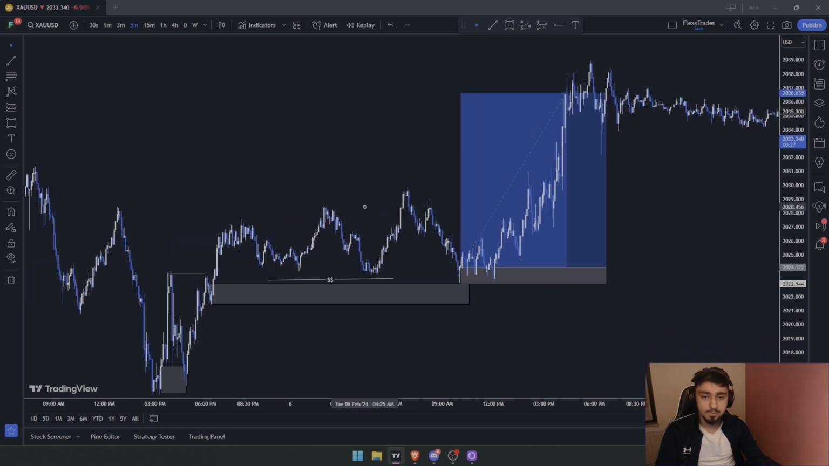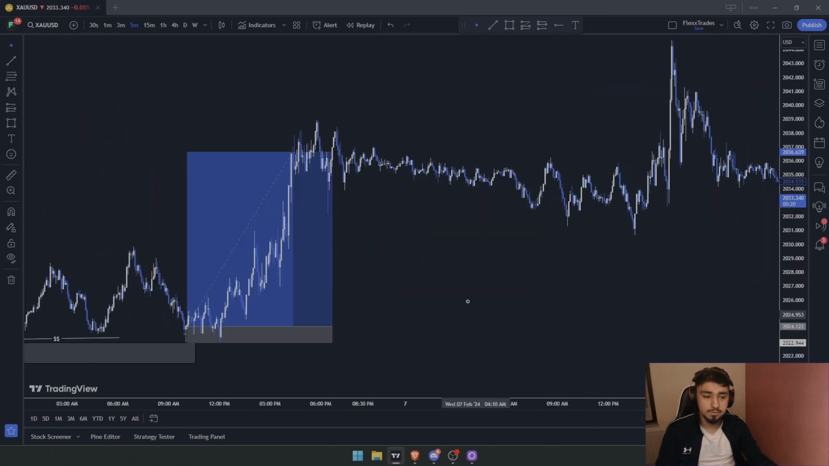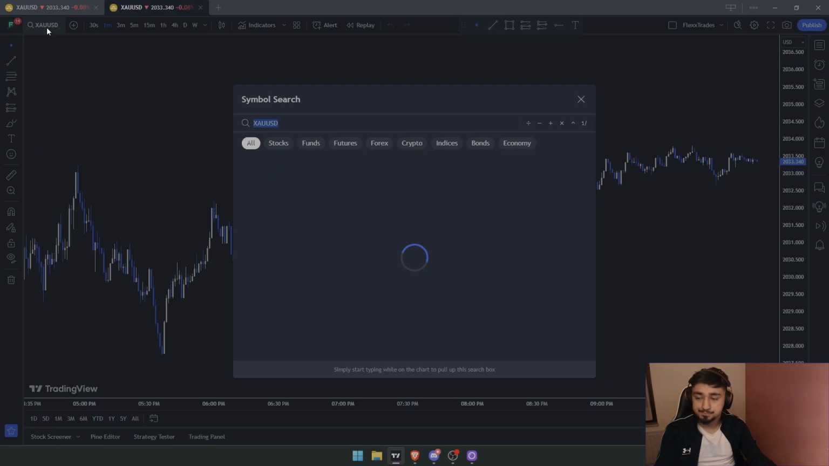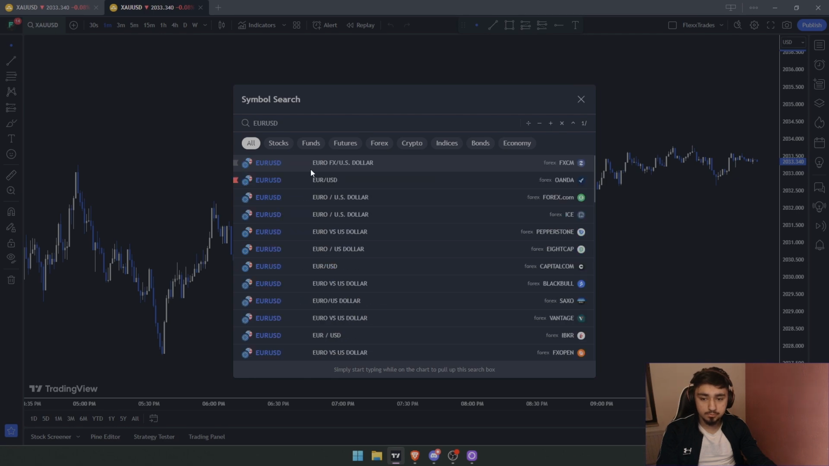Very simple setup. As you guys know, I always trade the same setup. It's always going to be the same. So that's simply it, right? Now let's go to the Euro USD setup. So let me pull up another chart real quick. The Euro USD trade was also the same.